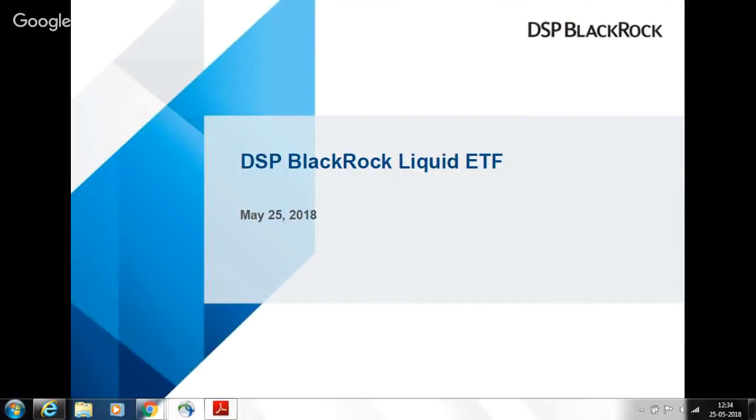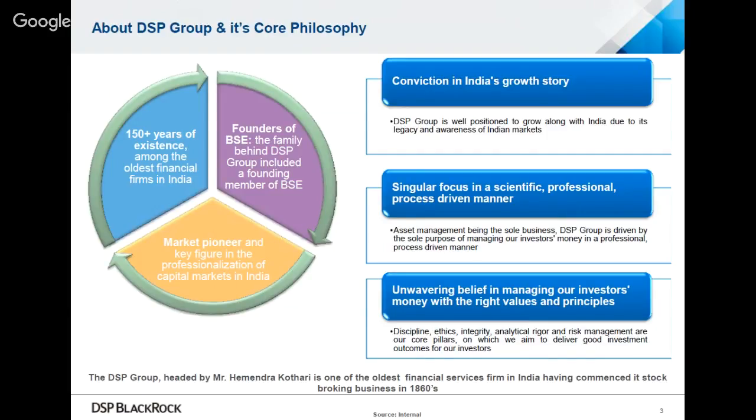On our DSP BlackRock mutual fund platform, about a year ago, we started our passive investments range, which includes various products. And one of the products which we are talking about is the liquid ETF today. From our perspective, I would now like to request my colleague Gauri to take you all through what the liquid ETF is, how the product is managed, and what can be the utility for you as an investor and trader on the Zerodha platform. So over to you, Gauri.